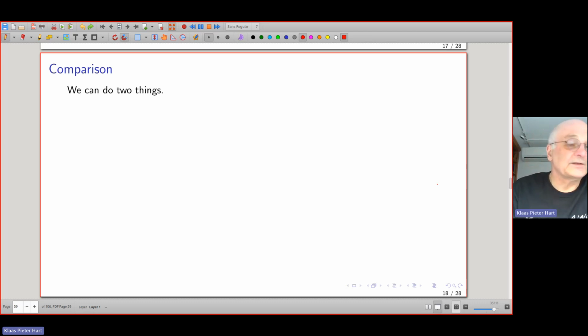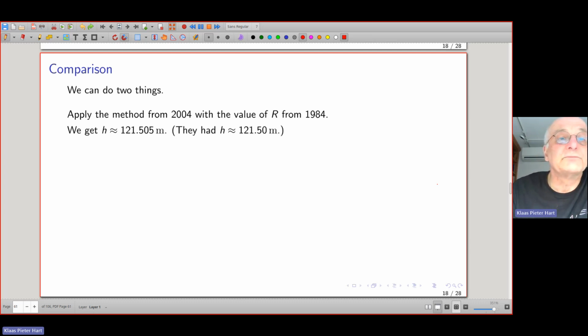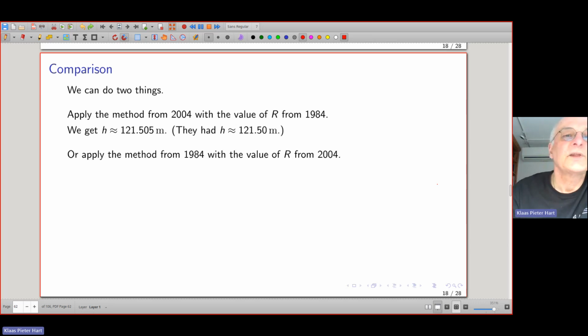Well, we can compare our methods. That's no problem. We have our more or less exact solution from 2004, and we have the approximate solution from 1984. We can use the exact, quote-unquote, method from 2004 on the values from 1984. And what we get is quite close to what the authors in 1984 had. So the approximation from 1984 is quite good, apparently. The same thing happens when we use the 1984 method and use the value of R from 2004.